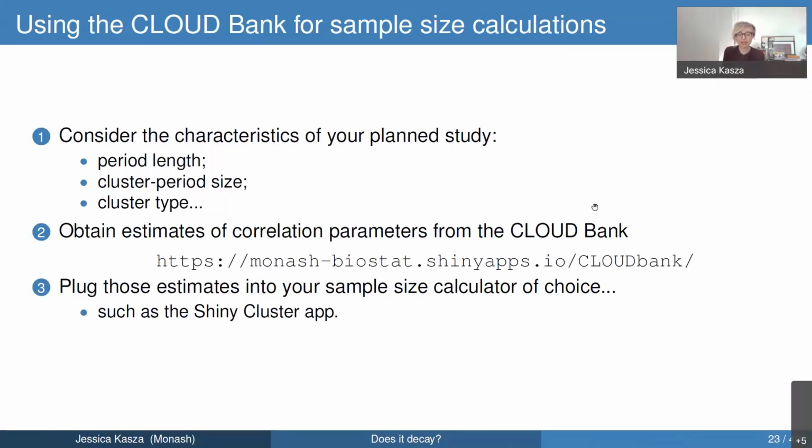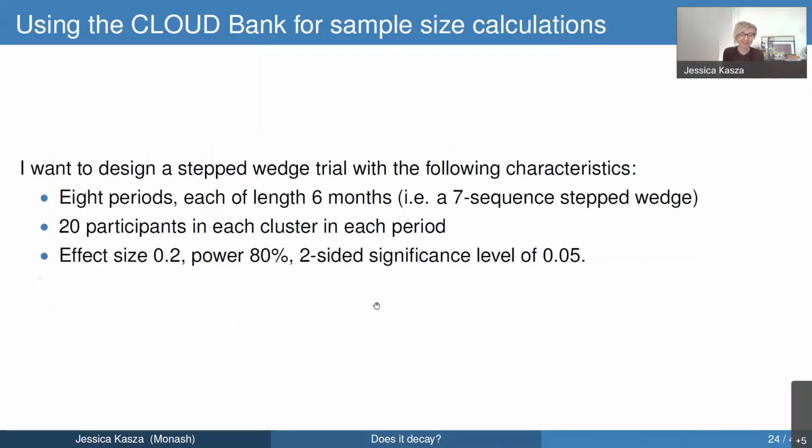Are you working in low middle income countries or in high income countries, for example? Then you would go to the Cloud Bank website. I've got the link here, and obtain estimates of the correlation parameters that fit with what your planned study looks like. After you've obtained those estimates, you would plug those estimates into your sample size calculator of choice, such as the shiny Cluster app, and I'll talk you through using that app in a few slides. But first to the Cloud Bank.